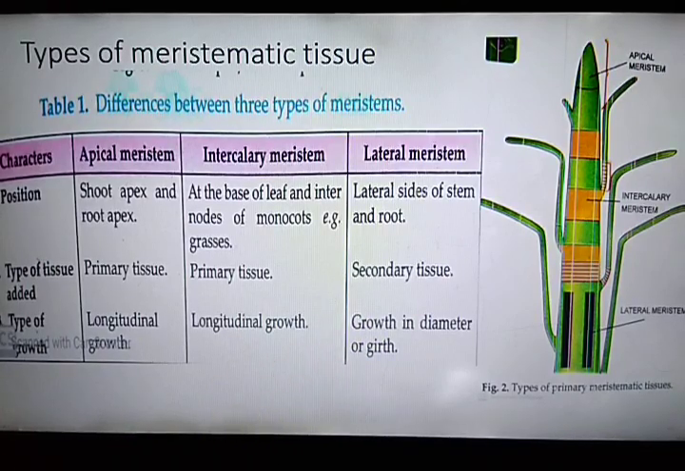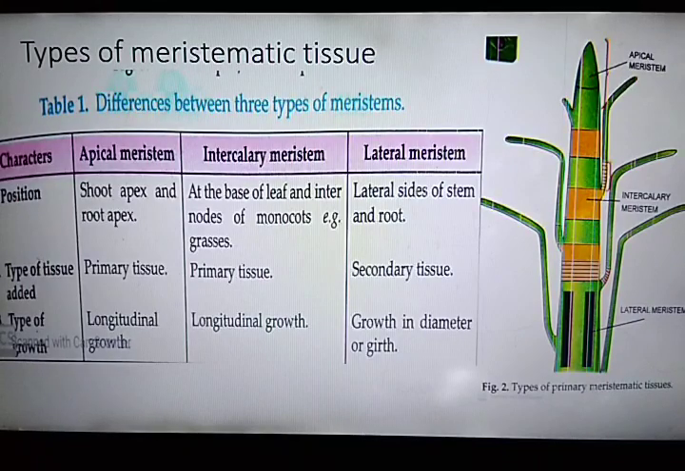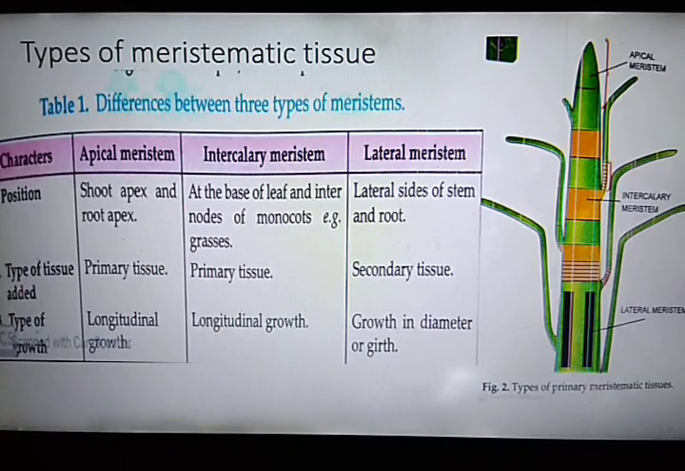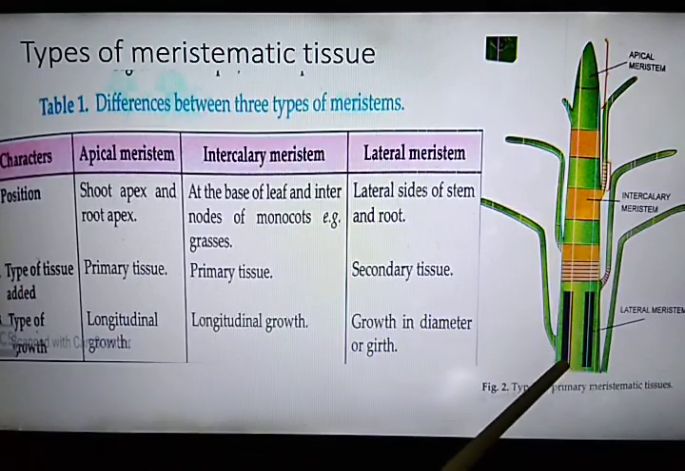Apical meristem is present at the root tip and shoot tip, and it increases the height of the plant. Intercalary meristem is present at the internode and at the base of leaves, and it is also responsible for increasing the height of the plant. And the lateral meristem is present on the lateral sides of the stem and root, and is responsible for increasing the width of the stem and roots. With this, meristematic tissue is complete.